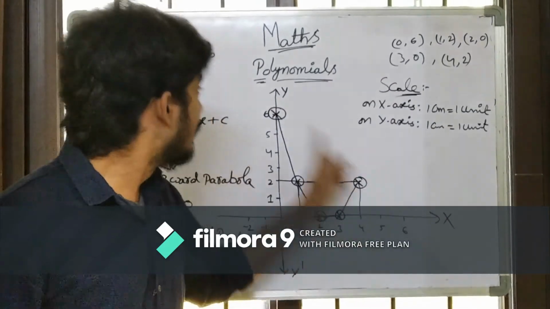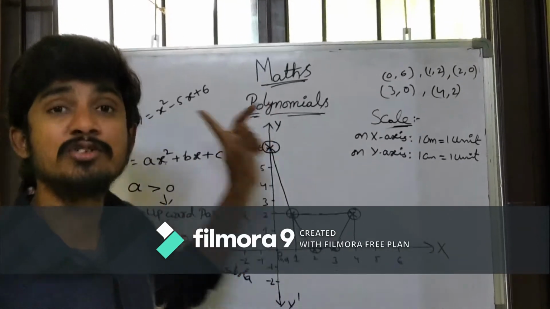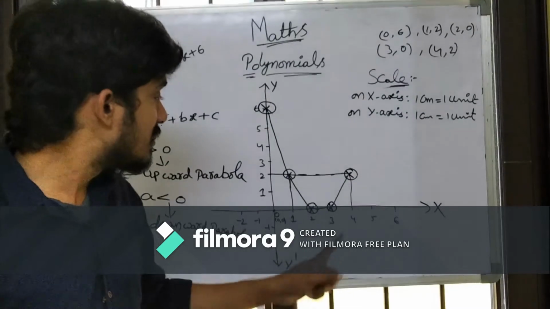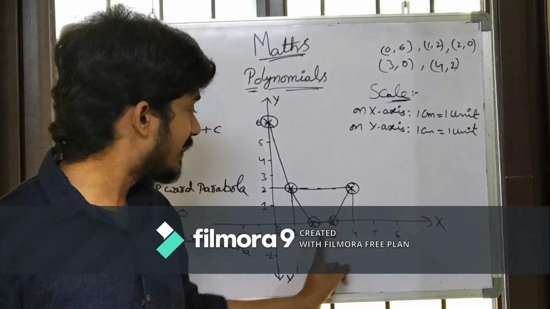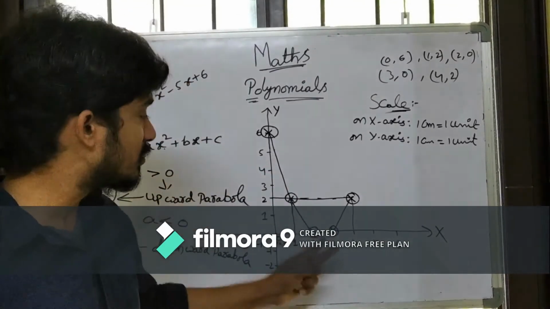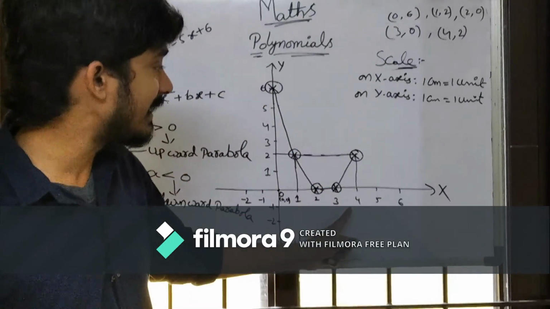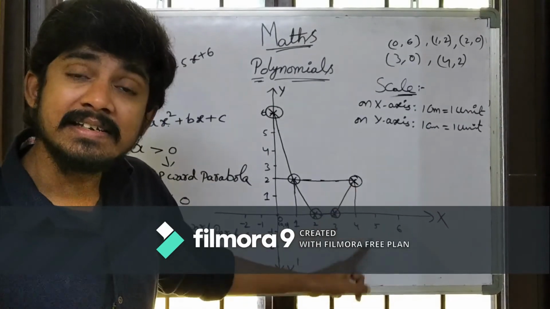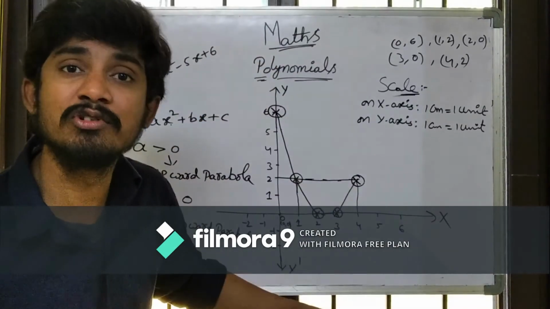So this graph, x square minus 5x plus 6, means this polynomial has 2 solutions. Those solutions are (3, 0) and (2, 0). This polynomial has 2 solutions because the graph of this polynomial is intersecting the x-axis at 2 points.